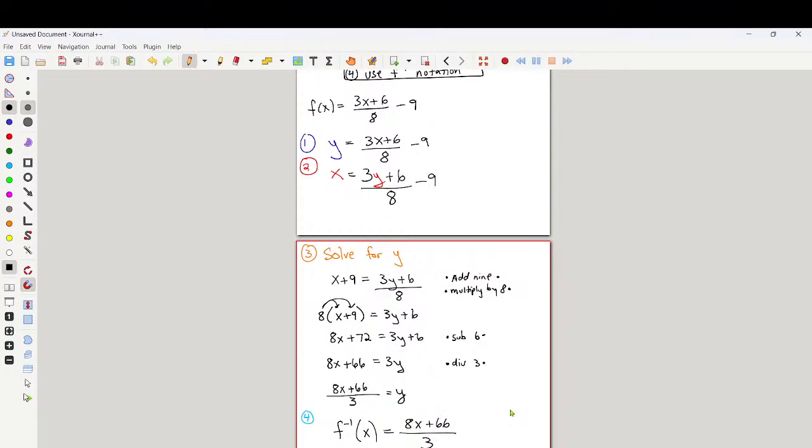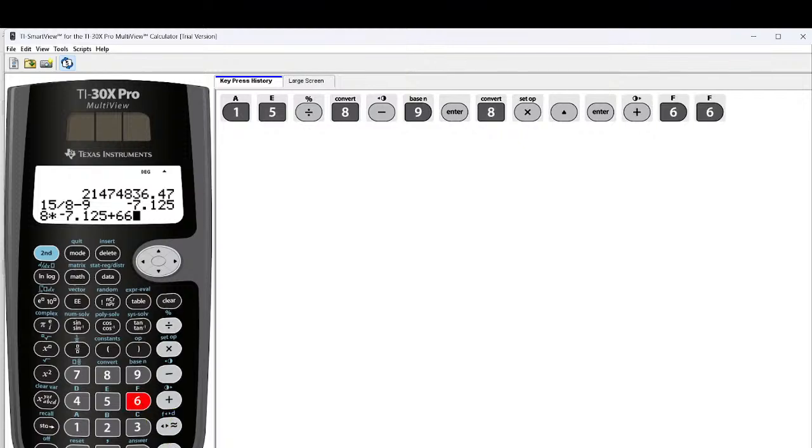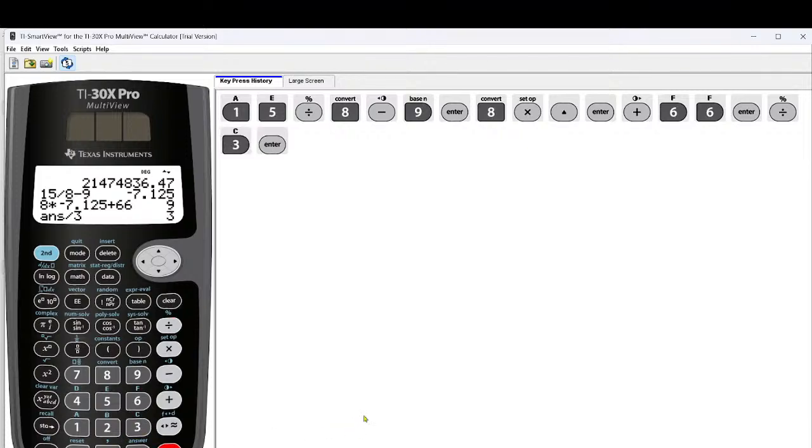8 times that number plus 66, then divide by 3. 8 times this number, then add 66 and divide by 3, gets us back to the beginning. Cool. So it actually works. It does what we wanted to do.